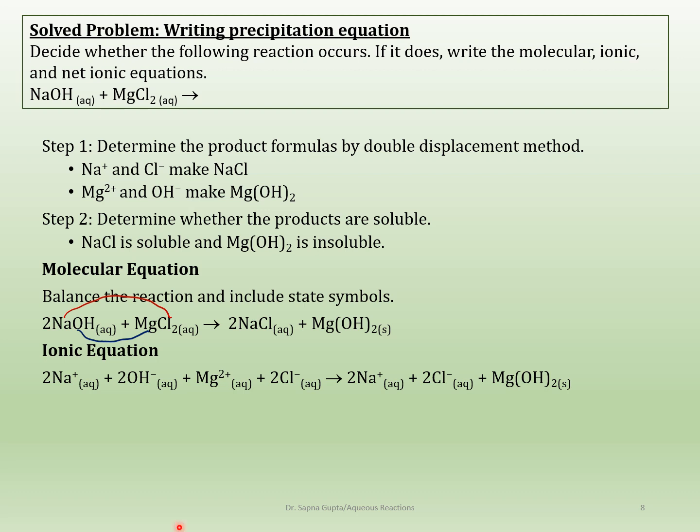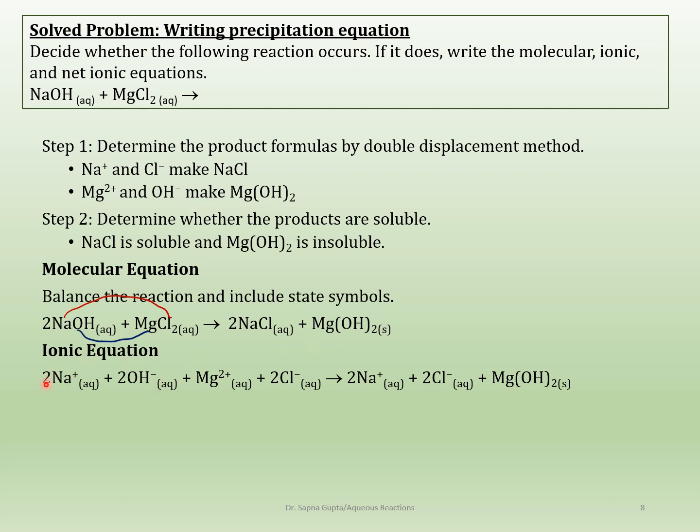Now in this molecular equation, what you also have to do is balance the equation. All right, so since magnesium was needing 2 hydroxides, you need to have 2 hydroxides here. And because magnesium had 2 chlorides over here, you need to put 2 in front of sodium and then you balance the equation. Okay. Now for the ionic equation.